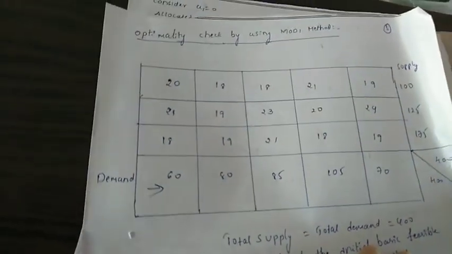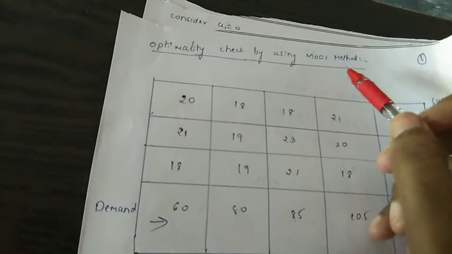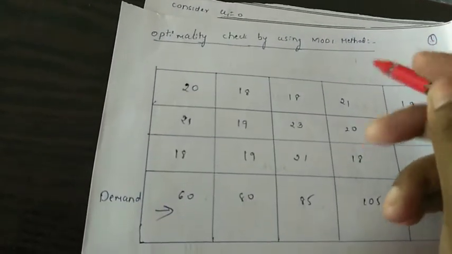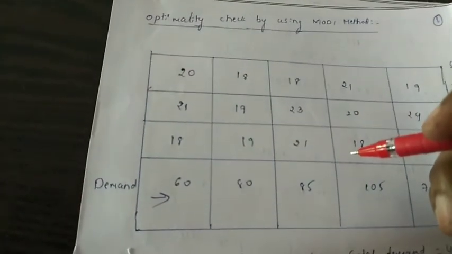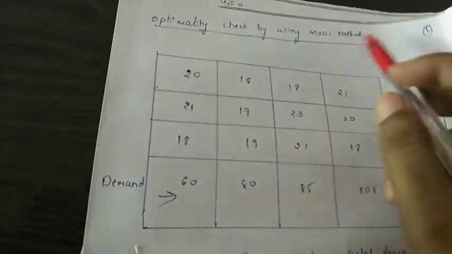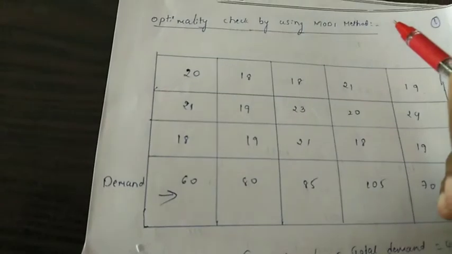Today we are going to discuss the topic of the MODI method. Already, I discussed the two methods which are related to optimization methods. The first method is the stepping stone method, and the second one is the MODI method. The MODI method we also call the UV method. The full form of MODI is modified distribution method.